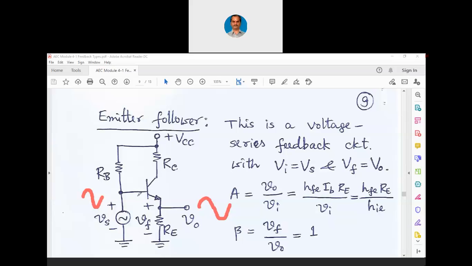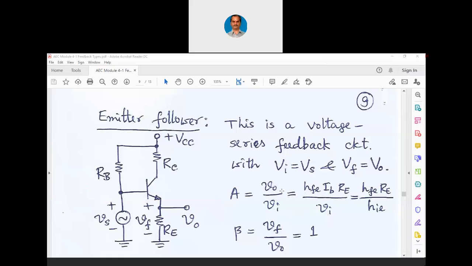Still, due to the connection itself, output voltage is working like a feedback signal, and the source voltage itself is the input signal. That is why this is like a voltage series feedback circuit, because Vs and V0 are in series actually. So if we continue the analysis now, gain A is V0 by Vi, that is HFE into IB into RE divided by Vi.